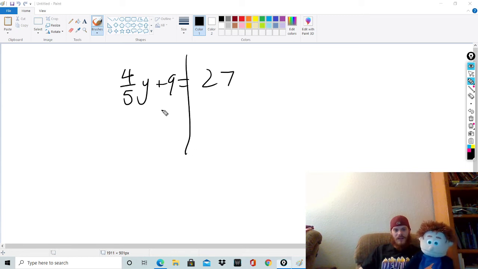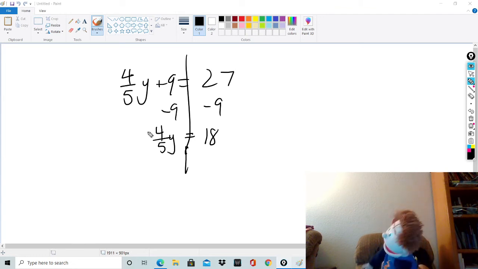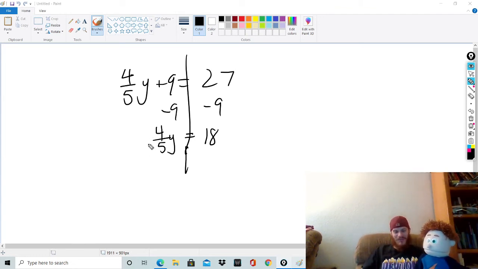All right, so I'm going to start. Remember, I'm not going to go through the explanation or the process. I'm just going to talk about what happens when you have a fraction coefficient. So we end up getting this. Remember, how do you get rid of that coefficient? You multiply by the reciprocal. So the reciprocal of 4/5 is what? 5 over 4. So I'm going to multiply this by 5 over 4.